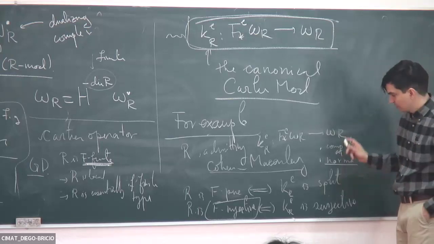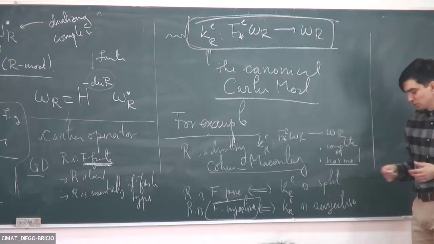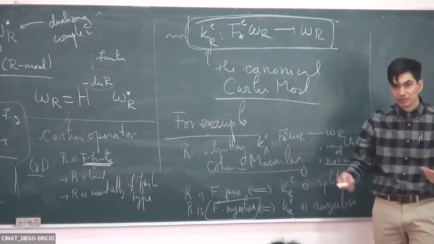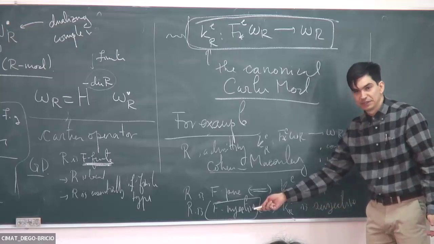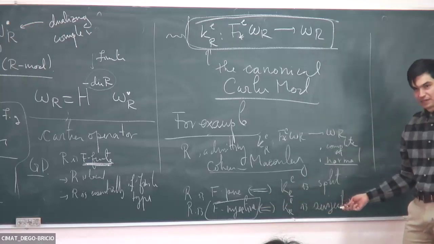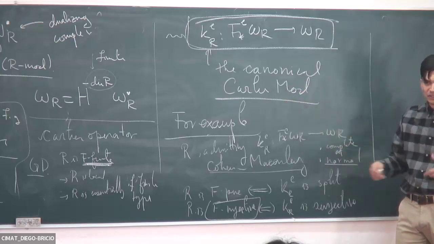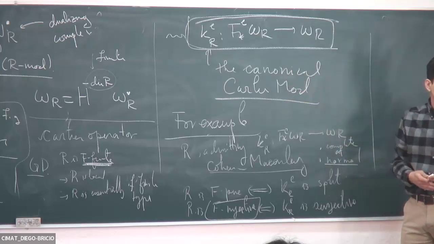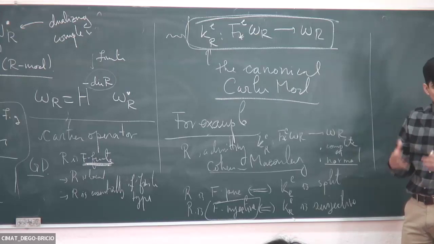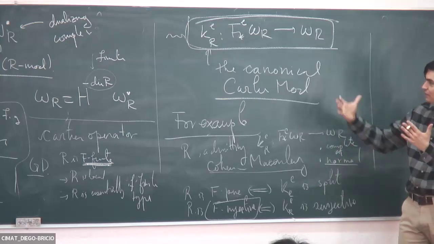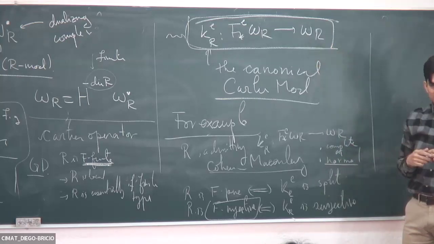Okay? And it also gives you something very satisfying, because if you use the language of Cartier modules, you see that F-injectivity is none other than the F-purity of the canonical Cartier module. So F-injectivity is another notion of F-purity, the one for the canonical structure. Okay, so everything is conceptually very satisfying if you work with this object.